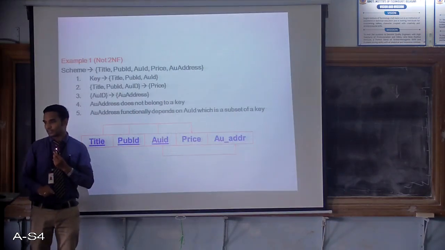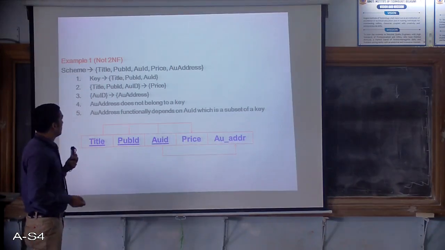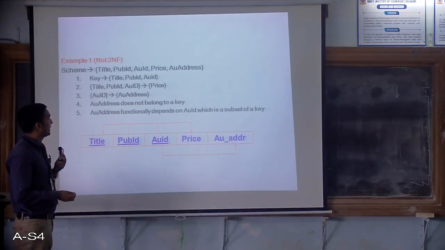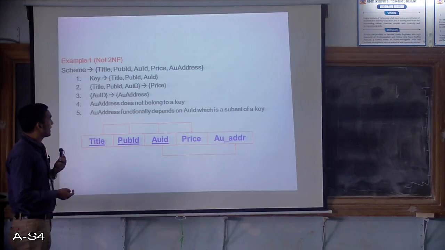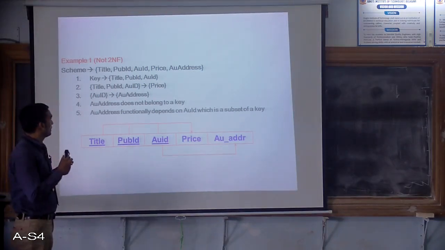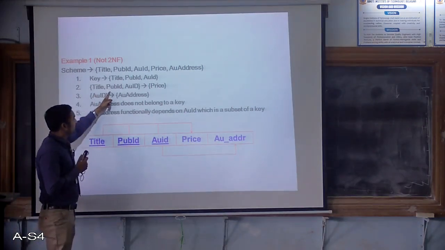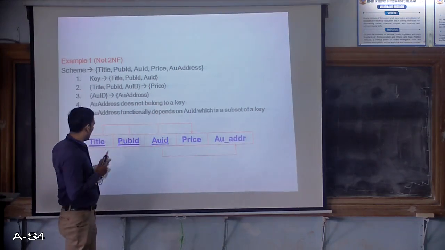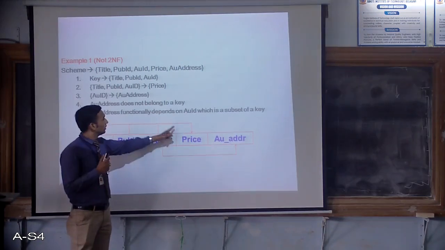We'll work through examples one by one now. Again, look at this table here. There is a table for book I'm talking about: title, publisher ID, author ID, price and author address. And they have already shown me the keys as title, publisher ID and author ID. Now these are the keys given to me, and the dependencies they have also told. See, title, publisher ID and author ID will give me the price of the book.